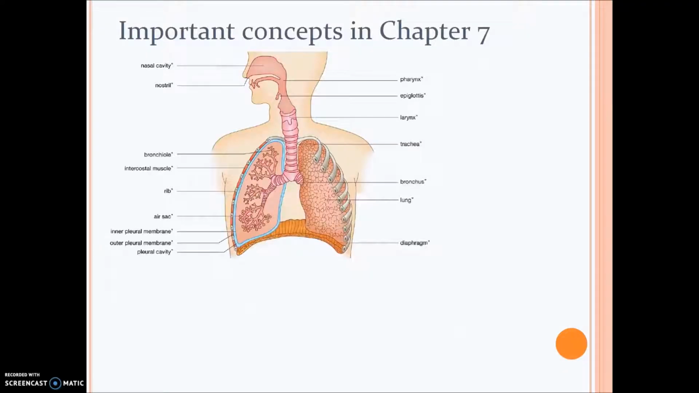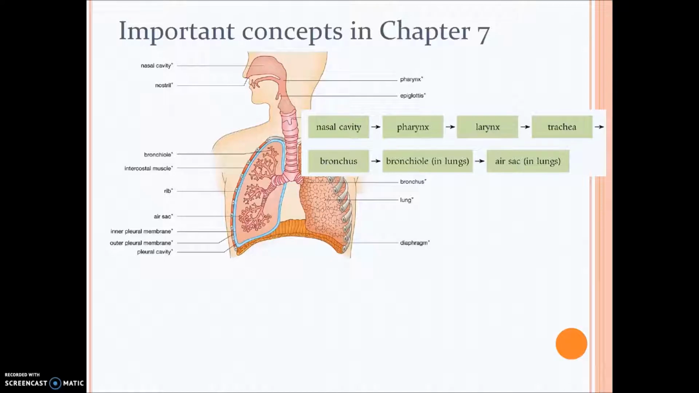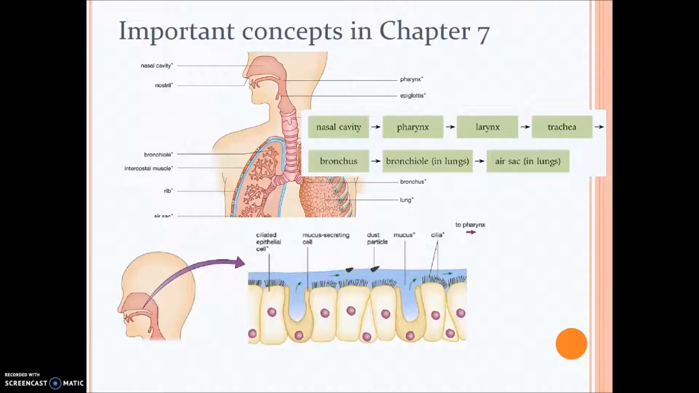For example, the structures of the respiratory system: you need to know the names, and also the flow of the air from the environment to the air sacs in the lungs. Apart from that, you also need to point out any mechanisms the body has to filter the incoming air, or any other significance of these structures.